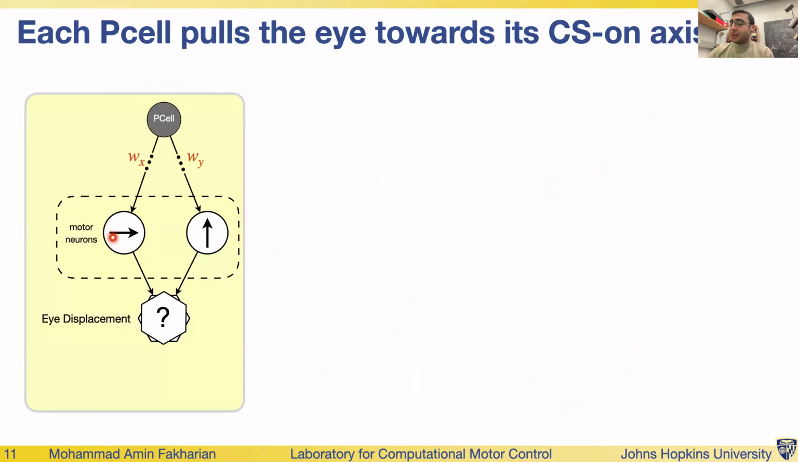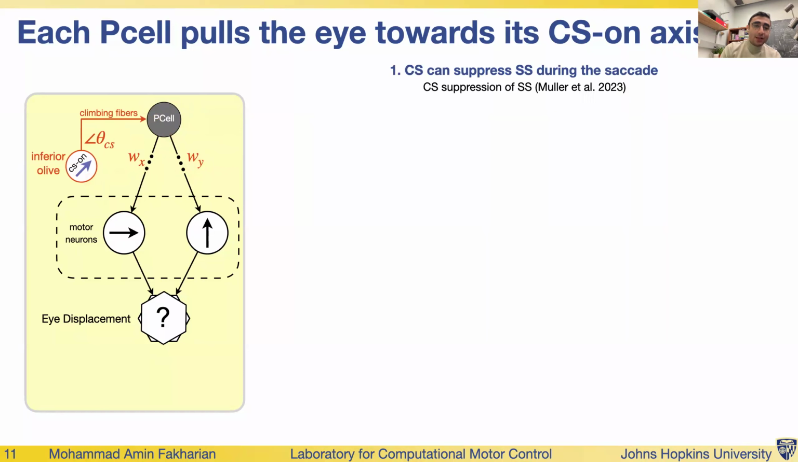And the motor neurons in the oculomotor plant basically have vertical and horizontal burst generators, which control the eye for upward saccades and horizontal saccades. And the diagonal saccade would be the combination of the two. So let's say that the Purkinje cells project to each of these with weights Wx and Wy. And the climbing fiber that is coming to this specific Purkinje cell has the CS on with angle theta CS.